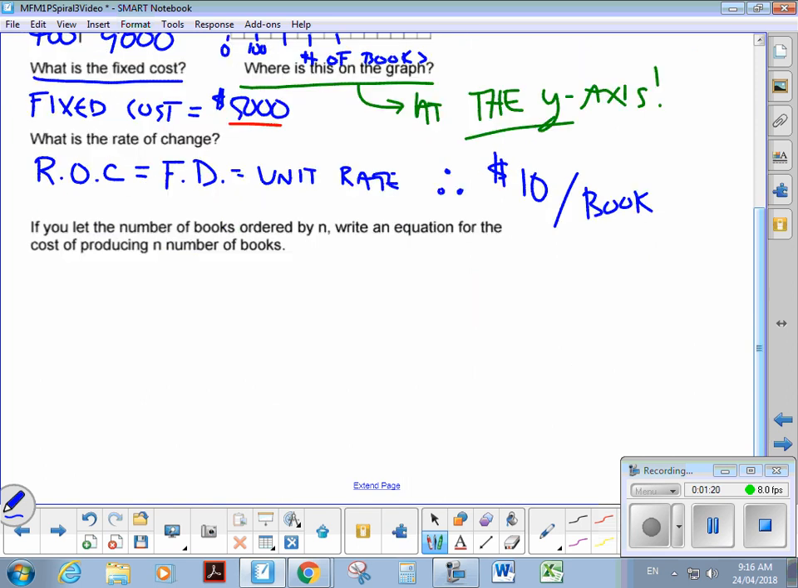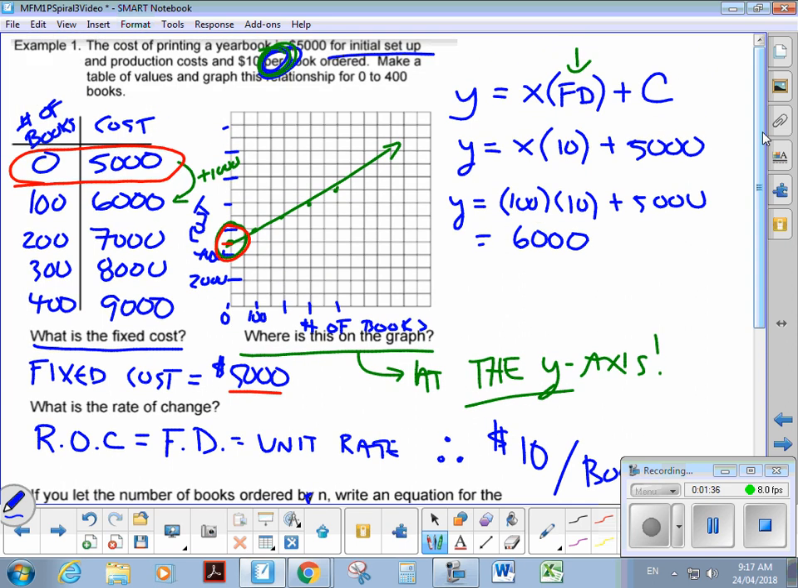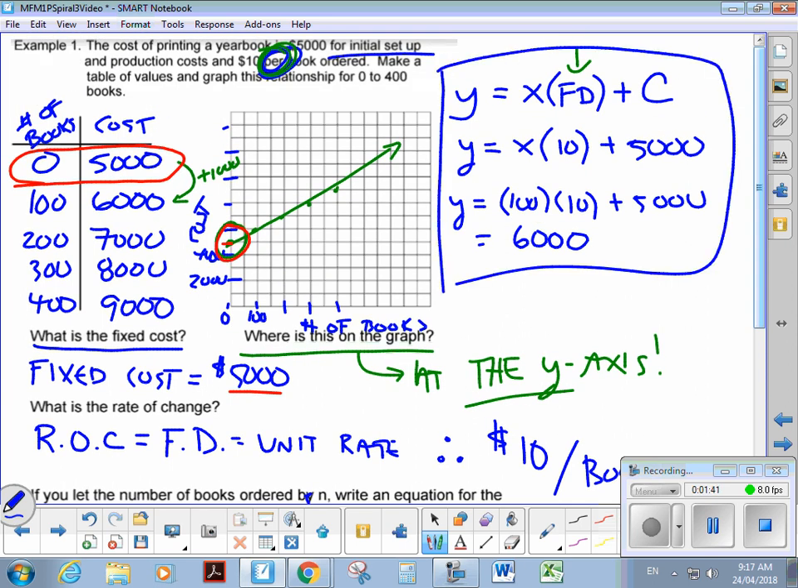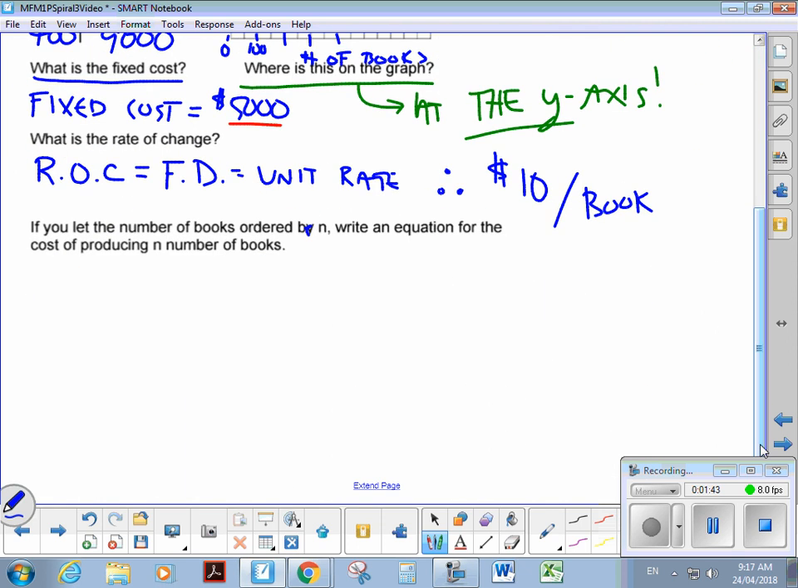All right, I'm getting pumped, I'm getting excited at this point. So if you let the number of books ordered be n, write an equation for the cost of producing n books. We've already done this. This equation up here, we've done all the hard work. So instead of using x, they want us to use n. Fine, whatever they want us to use. So cost equals n times first differences plus the fixed rate. And there you go.